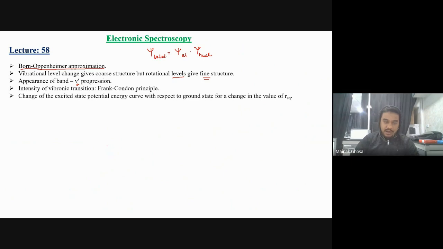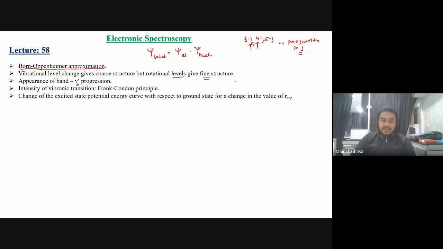The appearance of the band under this name, V prime progression, is given. It is called a progression because the transitions are coming from the same state, different V double prime, but same V prime. So these will be called V prime progression. If you get lines like this, corresponding to 3 to 1, 4 to 1, 5 to 1, this one is common in everything because they are all coming to the same final state. So this is called a progression in 1, just like progression in V1.